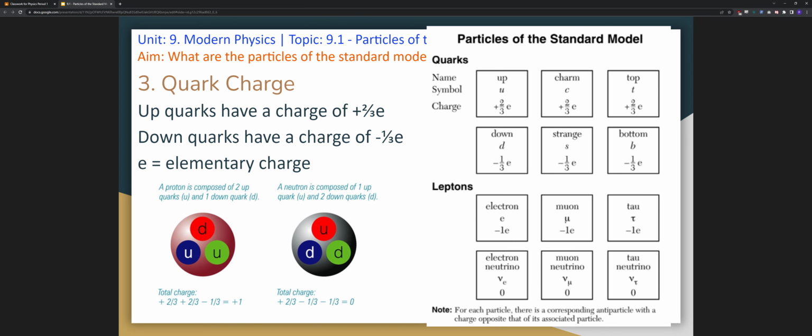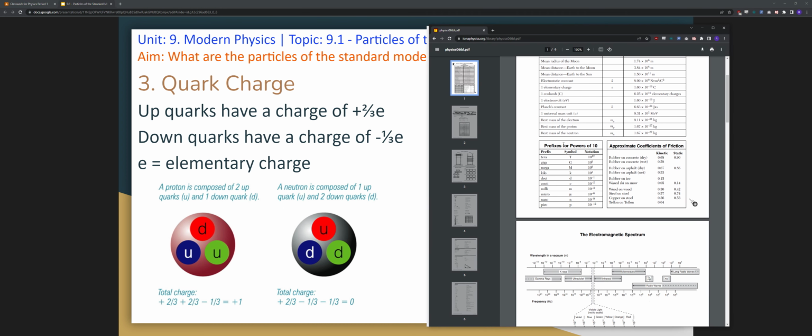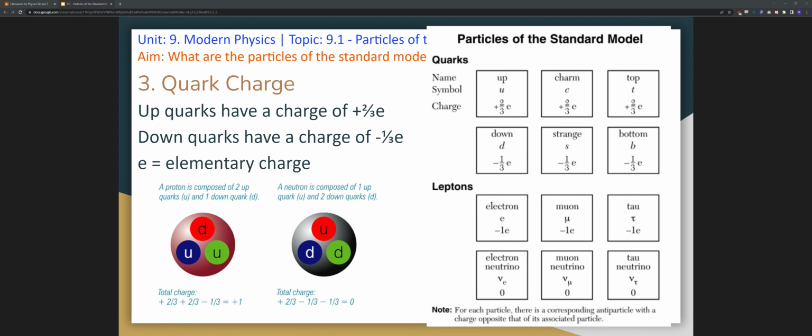So on your reference table, on the third page, you'll see all the quarks of the Standard Model. Up quarks, if you look at the top here, have a charge of positive 2/3 E, E representing elementary charges. Same thing with charm and top, and down has a charge of negative 1/3 E. The down quark is abbreviated by the letter D, strange by the letter S, and bottom by the letter B. And they all have negative 1/3 E on the bottom half.